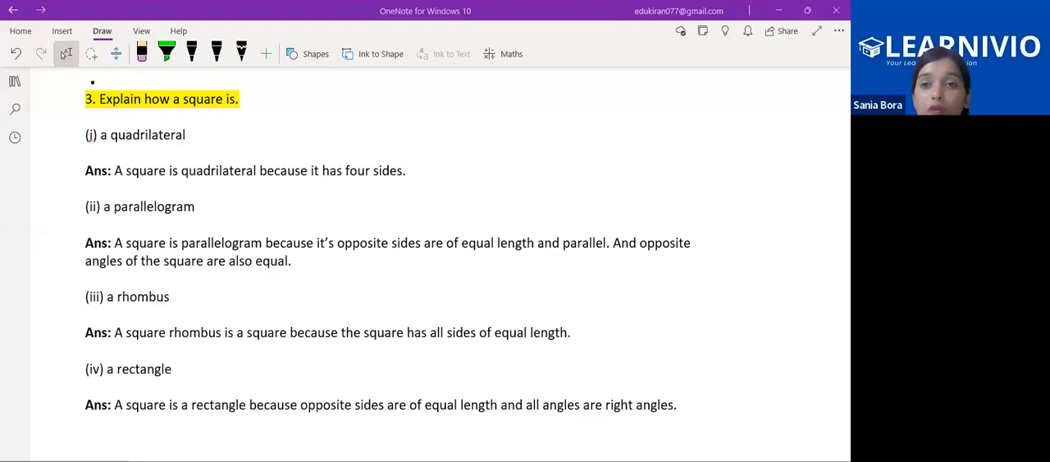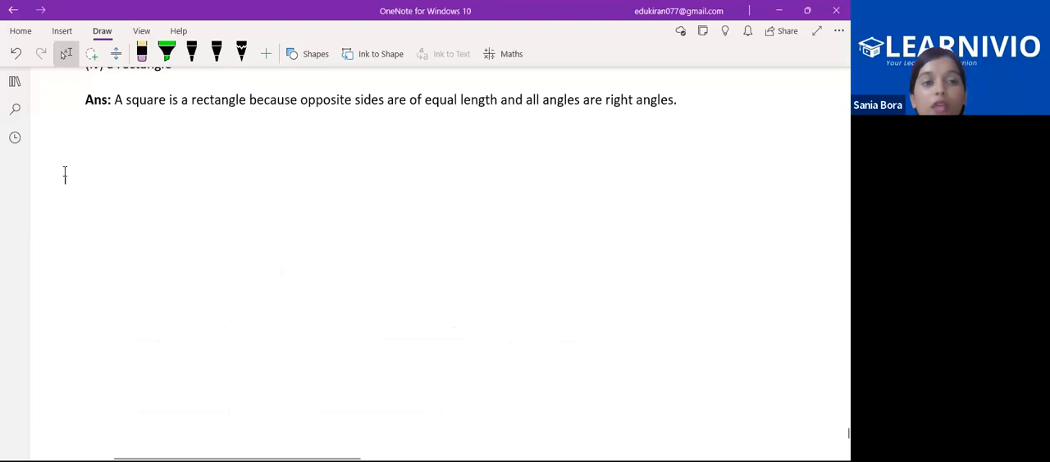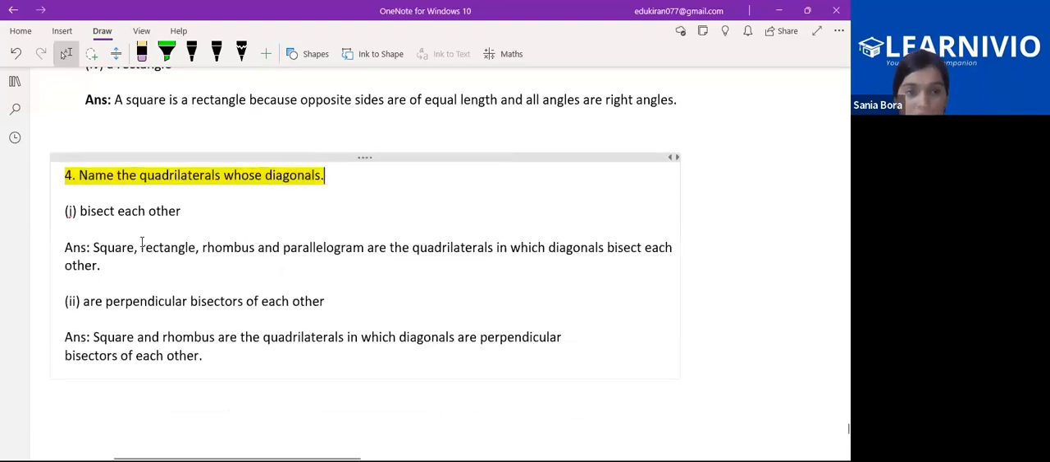Now the next question, the fourth one, says: name the quadrilateral whose diagonals bisect each other. Square, rectangle, rhombus, parallelogram. Clear? And the perpendicular bisector: square and rhombus are the quadrilaterals in which diagonals are perpendicular bisectors of each other. Fine? Anyone has any doubt? Ma'am, can you tell one more time? Yes, I'll paste it, don't worry. So square, rectangle, rhombus and parallelogram, their diagonals bisect each other. That means it is going to divide it into two equal parts. And next is perpendicular bisector of each other. Square and rhombus are the quadrilaterals whose diagonals are perpendicular bisectors of each other.